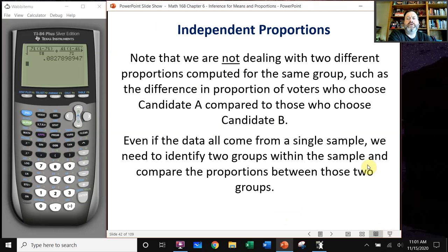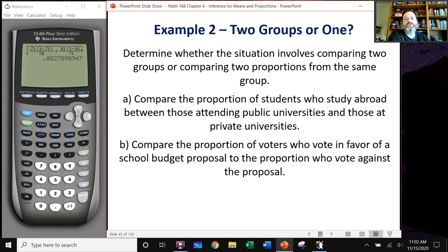So note that we are not dealing with 2 different proportions computed for the same group, such as the difference in proportion of voters who choose candidate A compared to those who choose candidate B, right? We don't have a statistical measurement for that. Remember, we only pick one of the response variable categories as the category of interest, and we call that X, or use it to compute P hat. You don't compare different categories of the same variable to each other. So determine whether the situation involves comparing 2 groups or comparing 2 proportions from the same group.